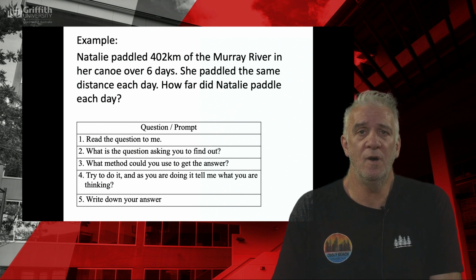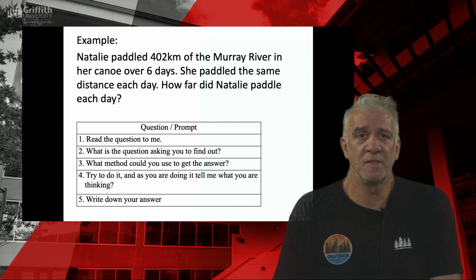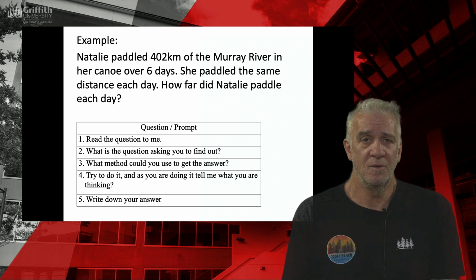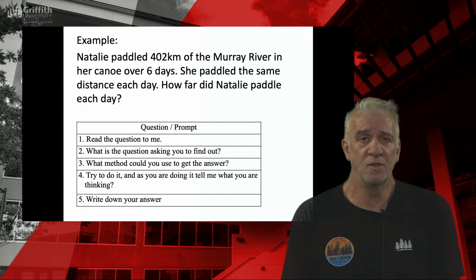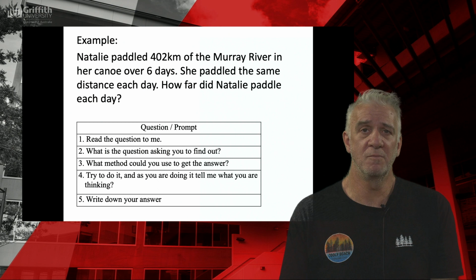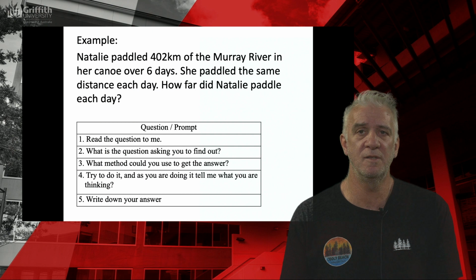Natalie paddled 402 kilometres of the Murray River in her canoe over 6 days. She paddled the same distance each day. How far did Natalie paddle each day? So with this question here, again, I've given it to many students, and I'll come over. The first thing I'll say to them, can you read me the question? And what you'll find is at this point, you'll solve about 60% of the problems because they don't read the question. Commonly they'll say, Natalie paddled 402 kilometres over 6 days. How far did she travel?